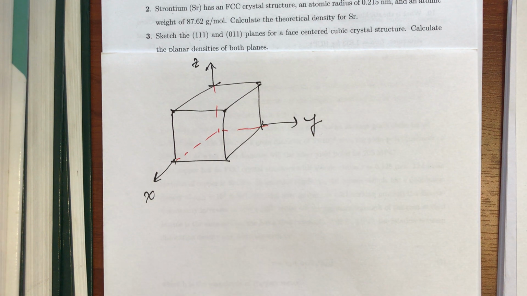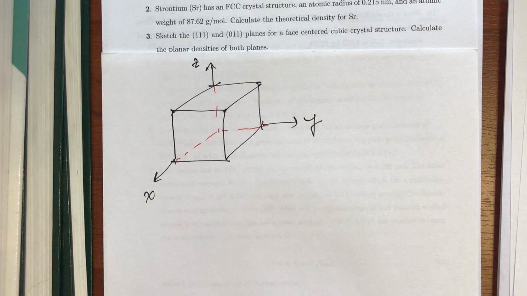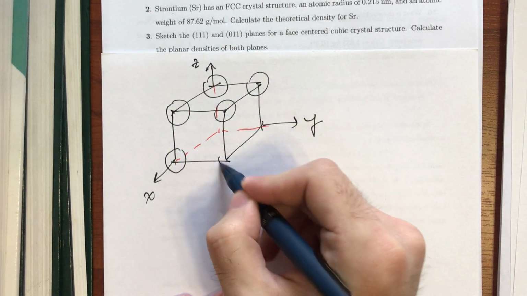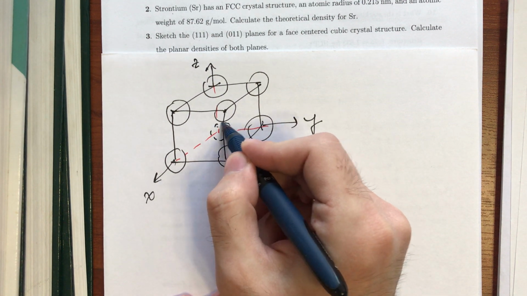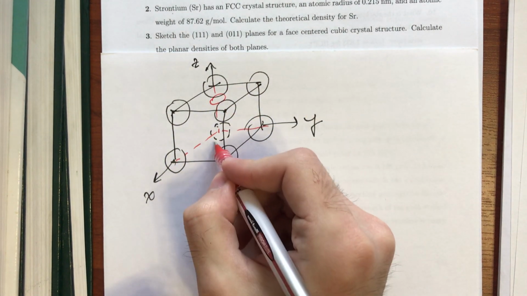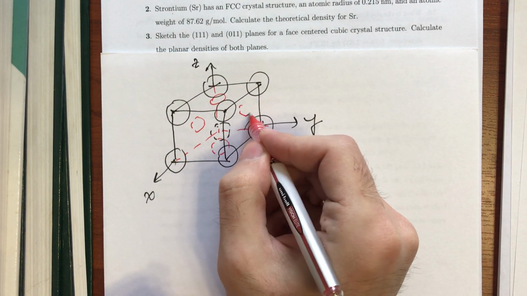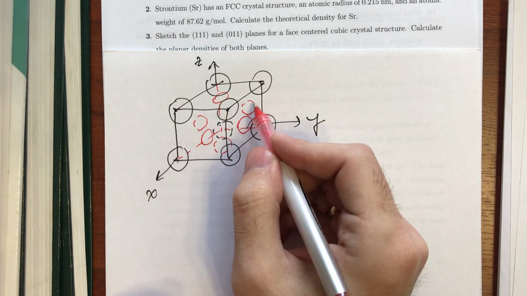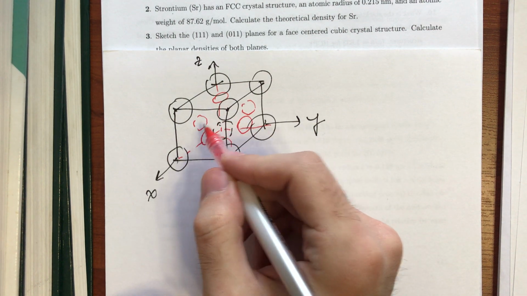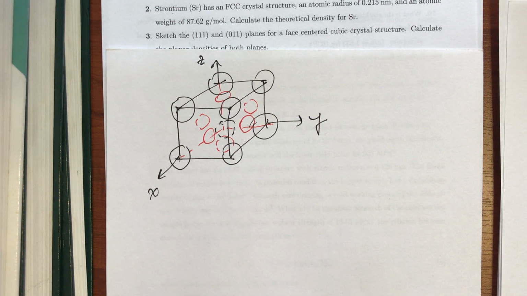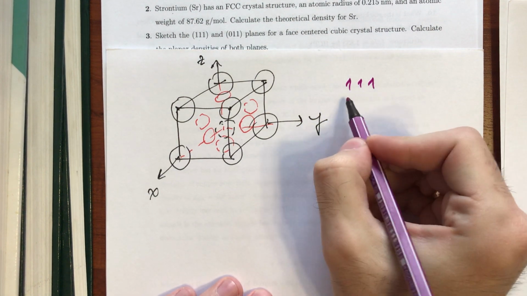Now, for a face-centered cubic crystal structure, we have 8 corner atoms. One at the back here, and the face atoms. So, one front, one back, one right, one left, one top and one bottom. Now, the planes that we are asked to draw, first one is the 111 plane.